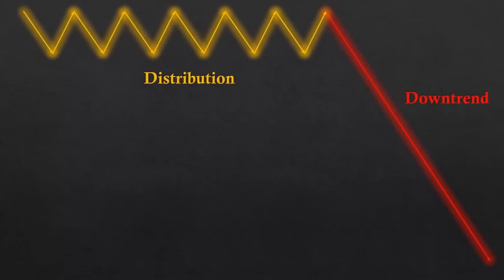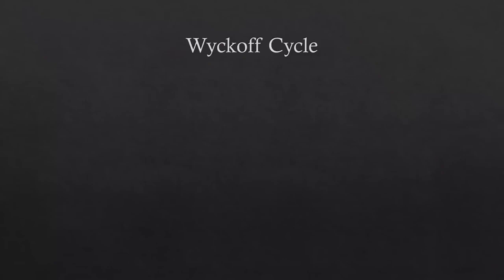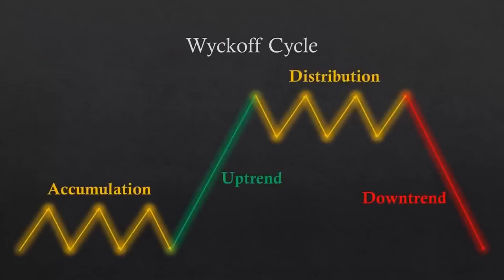This is useful for the projection of the trend duration based on how long the previous accumulation or distribution has been. These four phases of accumulation, uptrend, distribution, and downtrend form what is called the Wyckoff cycle. An accumulation leads to an uptrend, then the market displays a distribution, which leads to a downtrend.